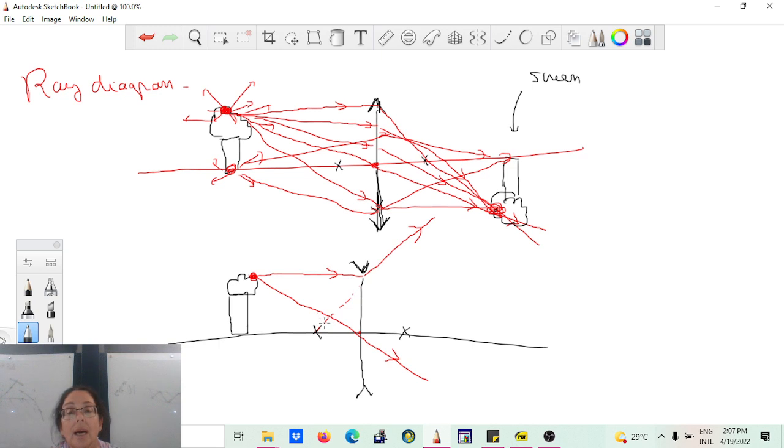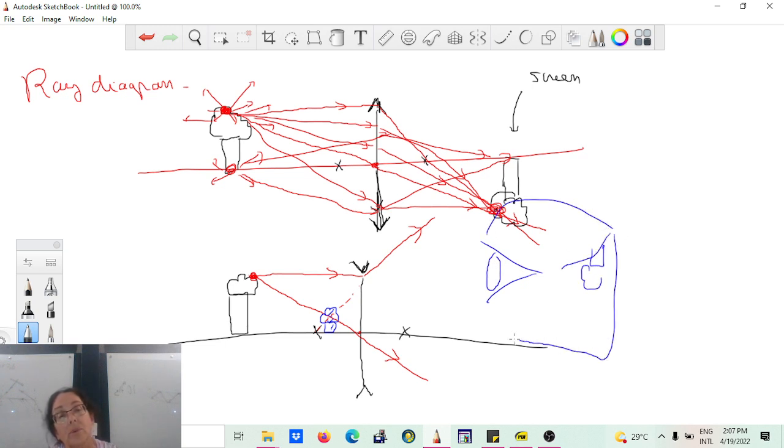So you do have an image, but the image is a ghost, a virtual image. But you will be able to see it because your eye has a converging lens, and you can have the image again upside down in your brain. That's your brain.